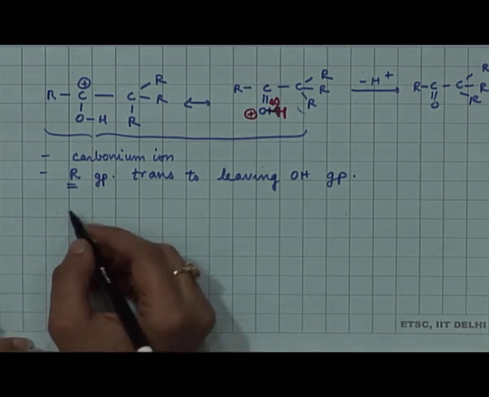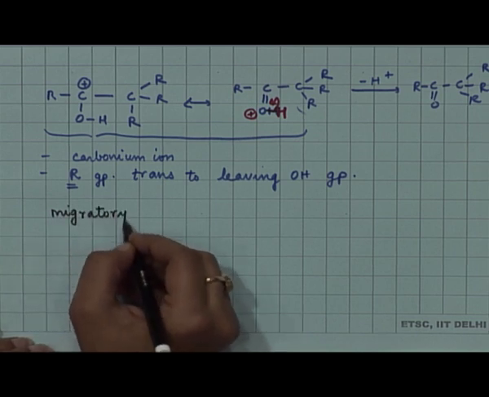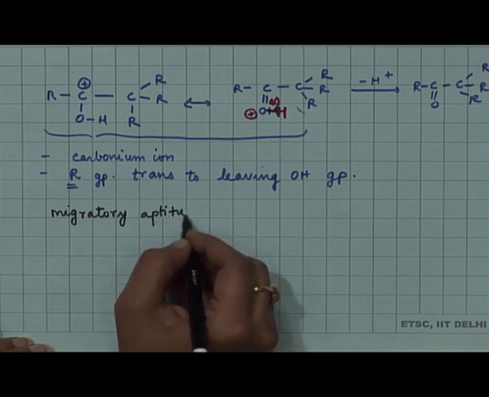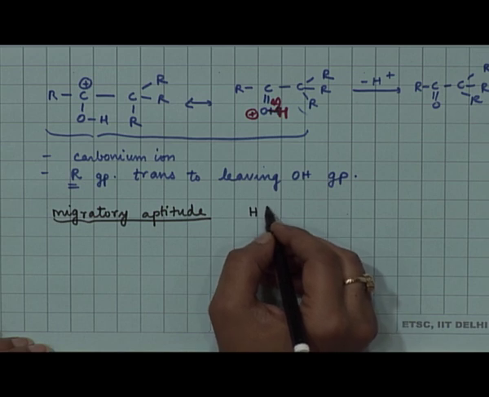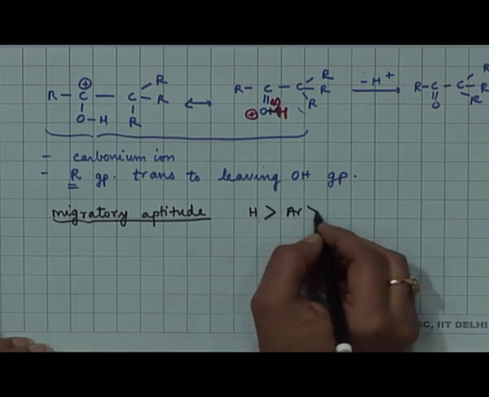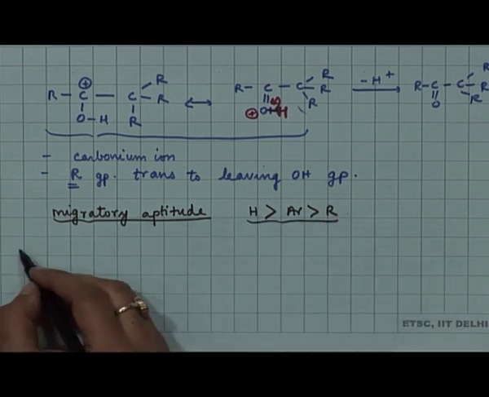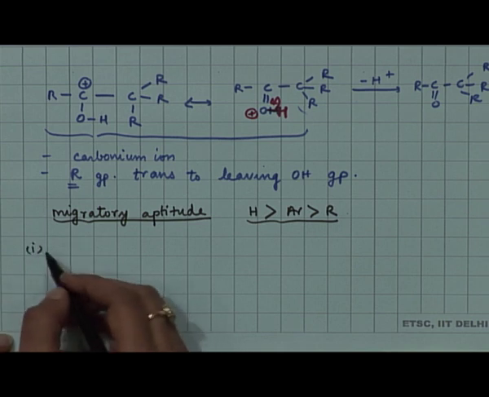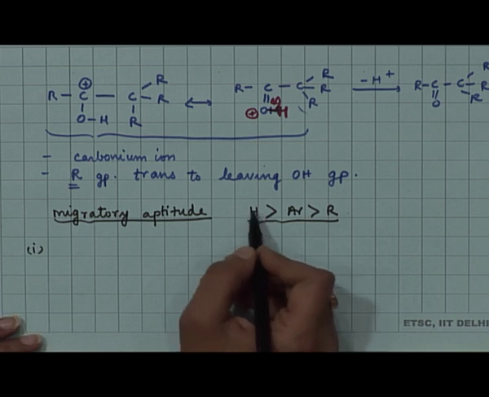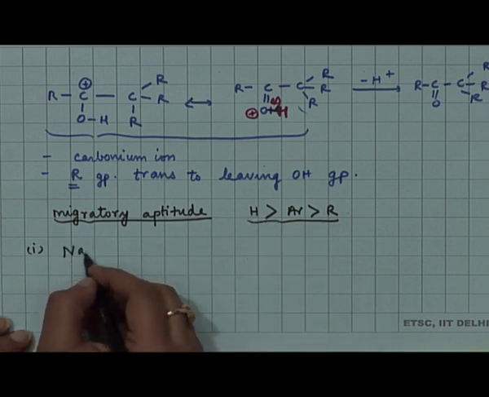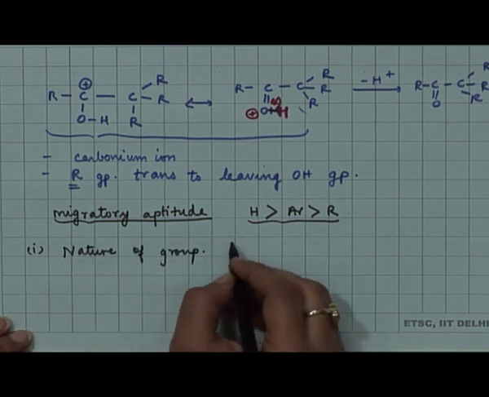Let us also worry a little about the migratory aptitude, which we discussed. Our series says that the migratory aptitude of hydrogen is the maximum, followed by aryl, followed by alkyl. So, this migratory aptitude depends upon a few things which the reaction considers before favoring a particular migratory group over the other. So, the first is the nature of the group itself. So, it is the nature of the migrating group.